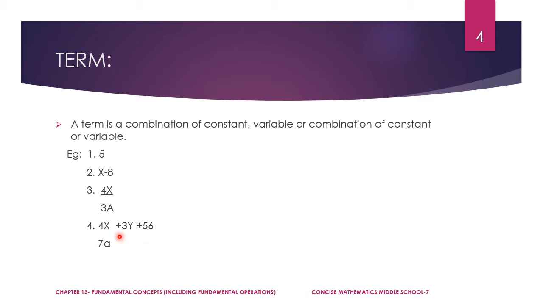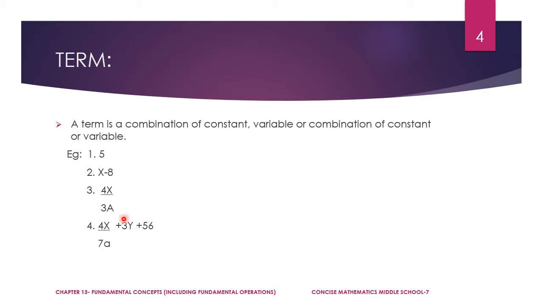Always remember, terms are separated by a plus sign or a minus sign. When constants or variables are joined with division or multiplication, it is considered a single term. See, 4x divided by 3a. It has a division sign, right? It has a division sign, but it is considered a single term. Even here, see, 3 into y. Here you have a multiplication sign in between, but it is considered a single term.